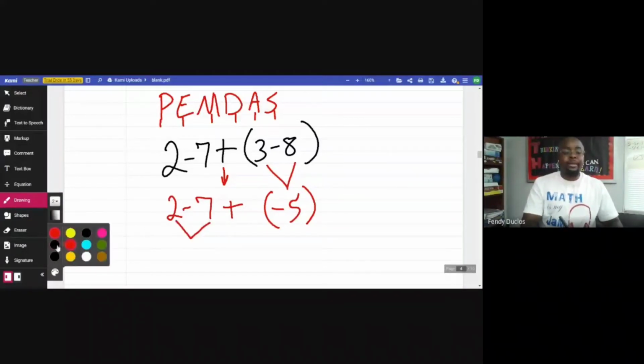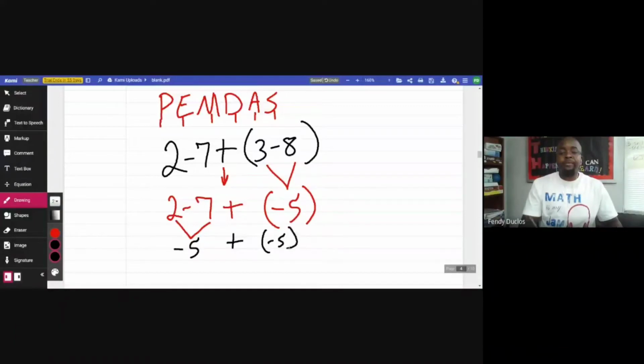2 minus 7 is going to give us negative 5. Okay, so then I have negative 5. I'm going to bring this down plus negative 5. So when I do negative 5 plus negative 5, that's really the same thing as saying, what is negative 5 minus 5? And that gives me negative 10.